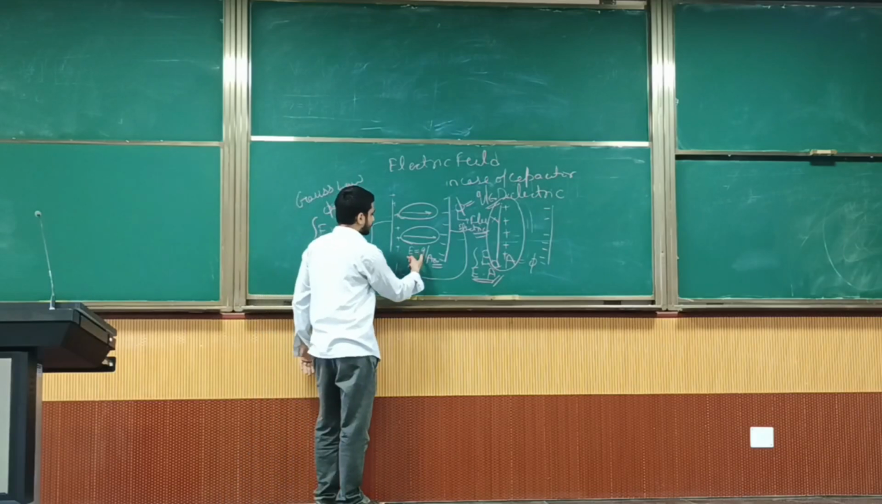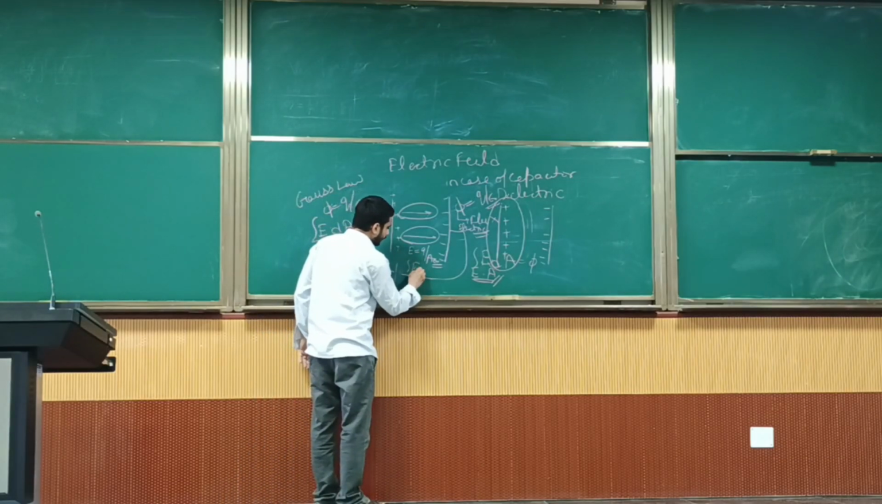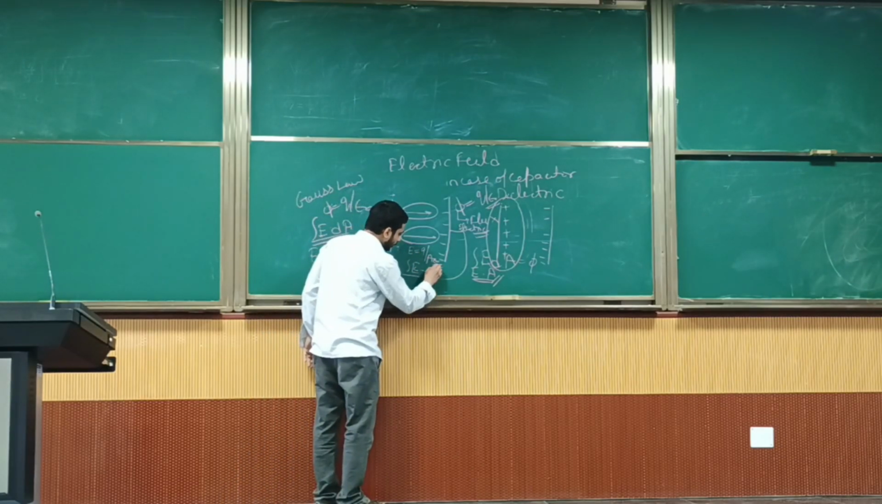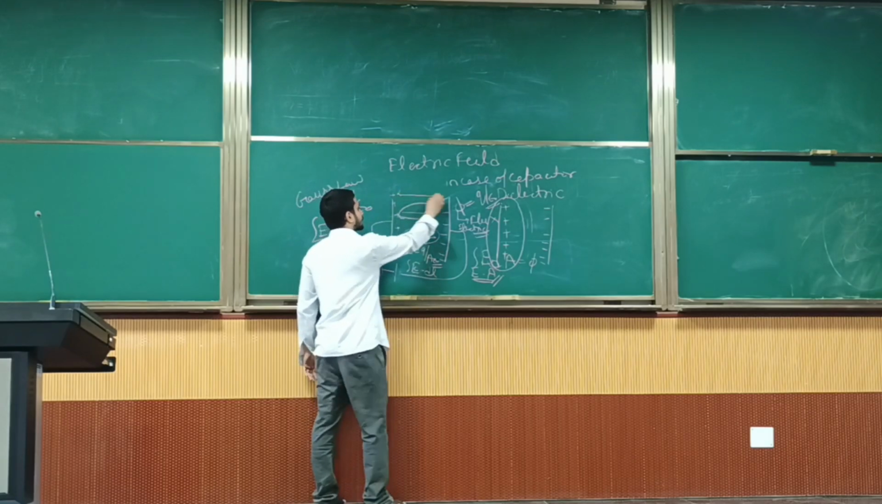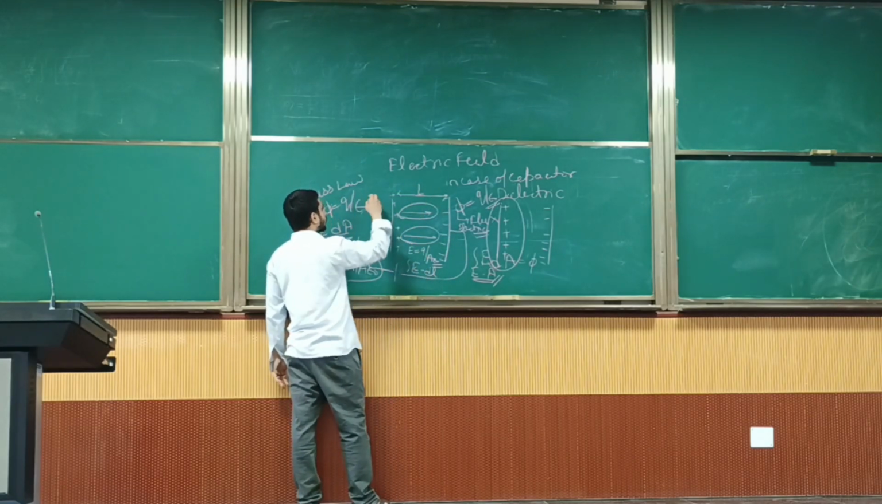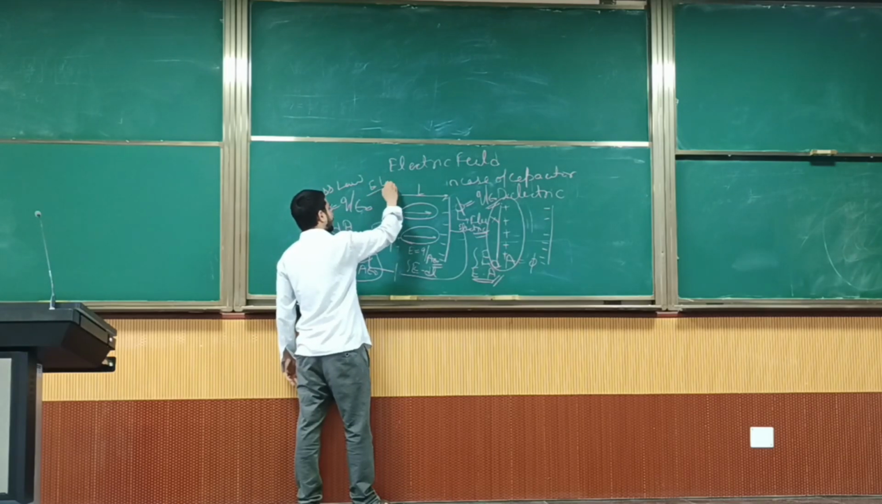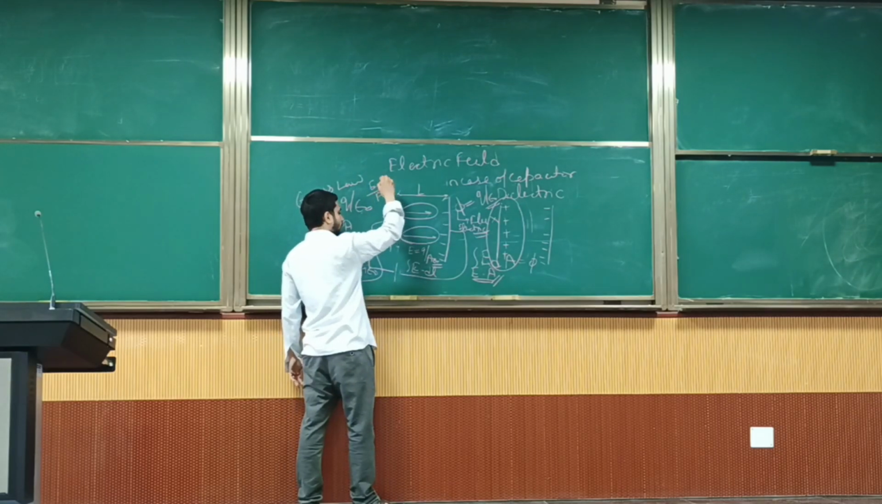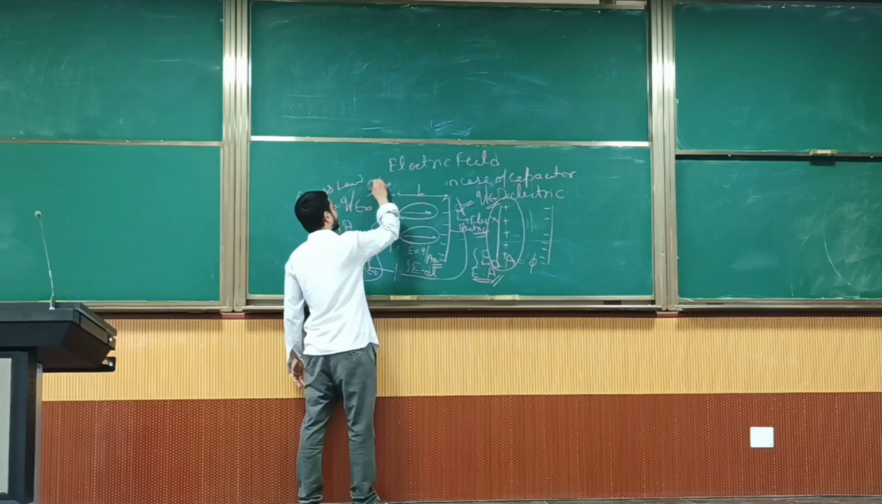And what is the potential here? Potential is the integral of E dot dl. Suppose that the capacitor has a length L. So what is the potential between these two plates? E into L, that is Q into L upon A epsilon naught, is equal to V.